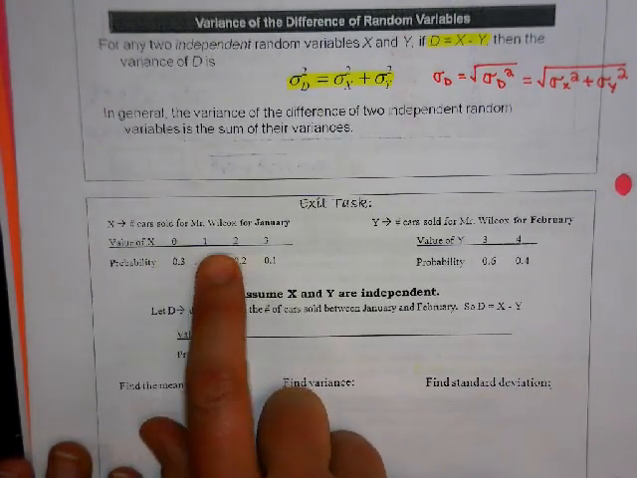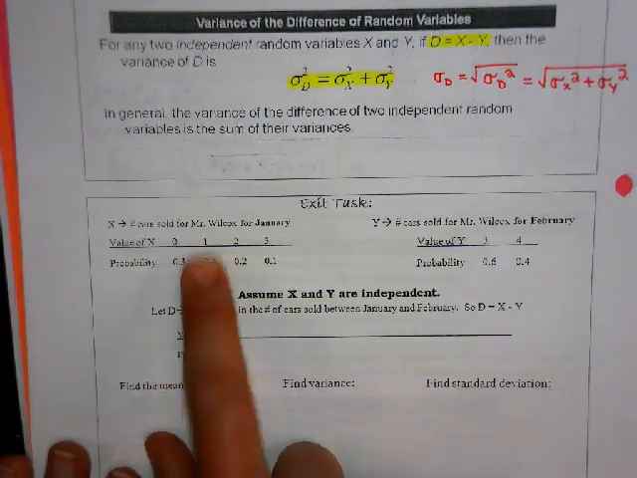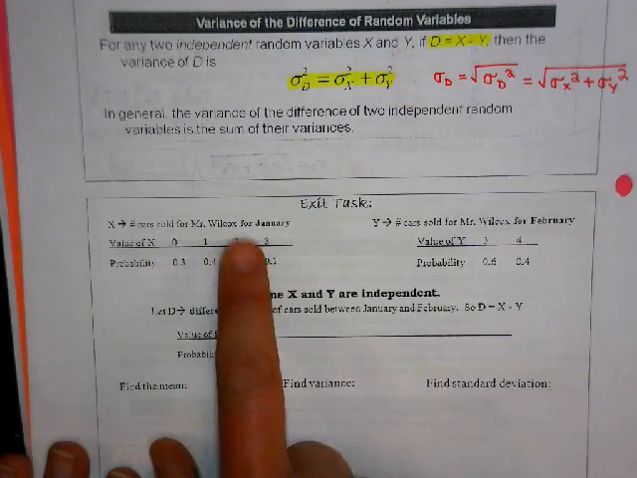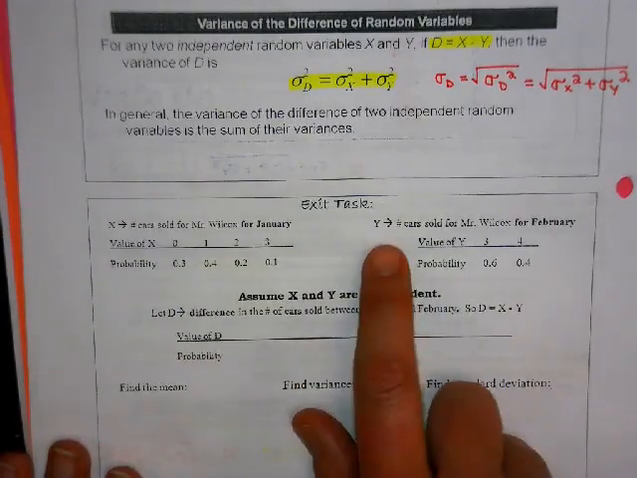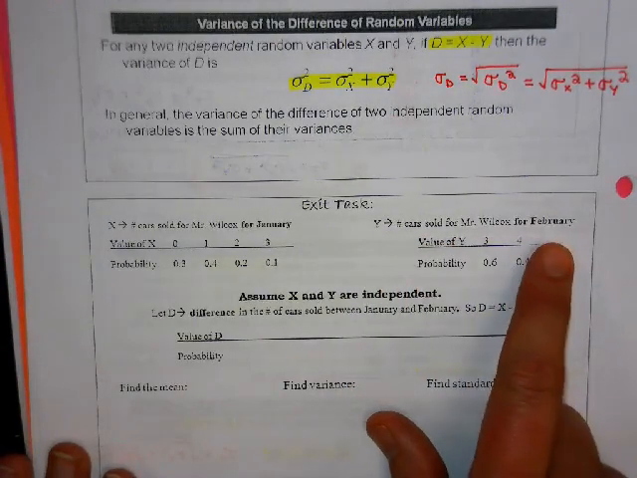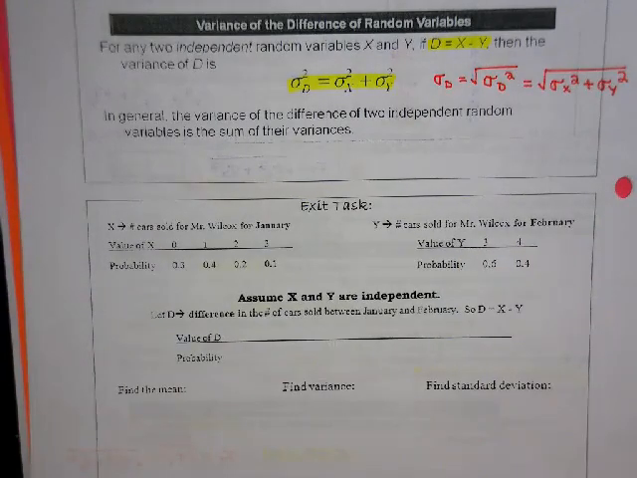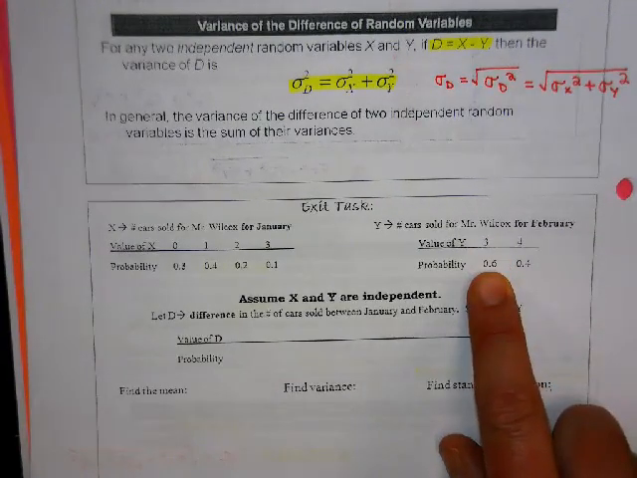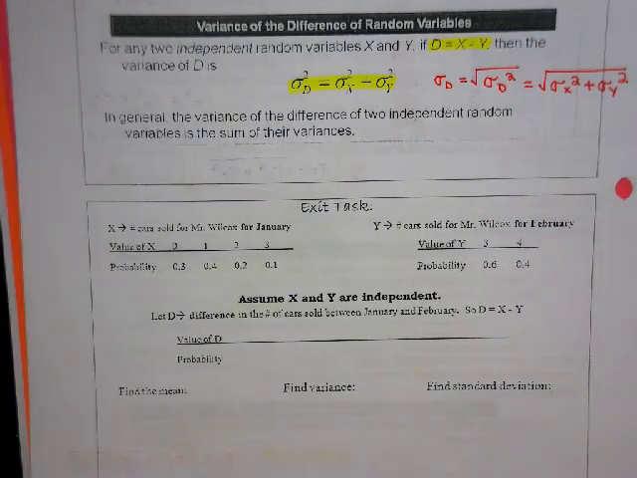Then we have Y, the number of cars that Mr. Wilcox sells in February. He either sells 3 or 4 cars only in February. He's really good at his job in February. Probability of selling 3 cars, 0.6. Probability of selling 4 cars, 0.4. We are going to assume X and Y are independent. Like I said, this time we're going to look at the difference.